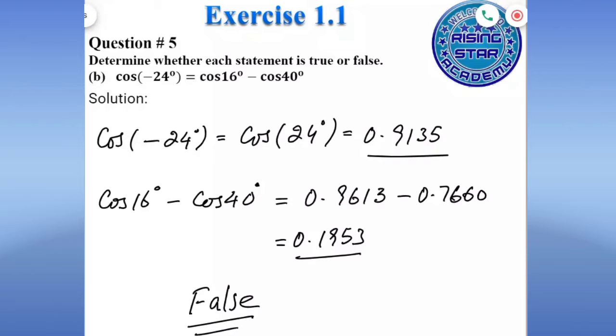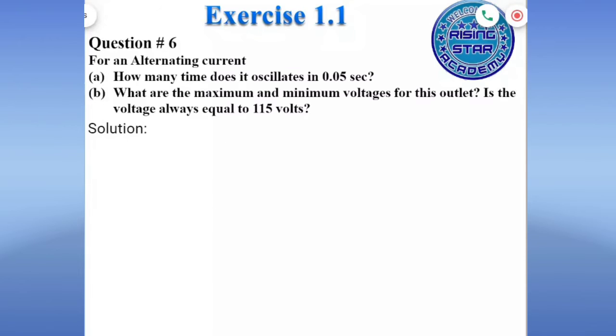Now we will move to the next problem. In question number 6, it says that for an alternating current, how many times does it oscillate in 0.05 seconds? And what are the maximum and minimum voltage for this outlet? Is the voltage always equal to 115 volts?